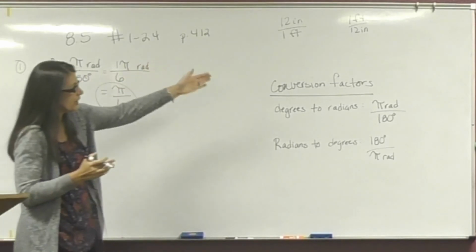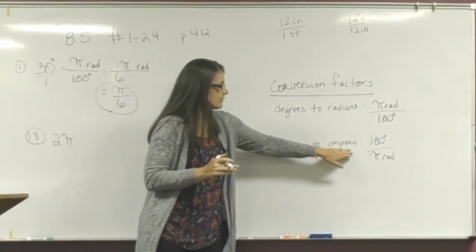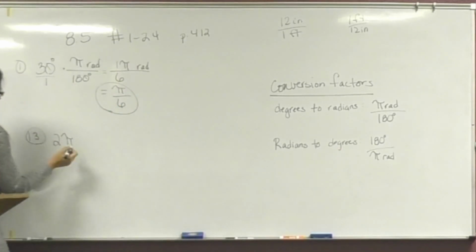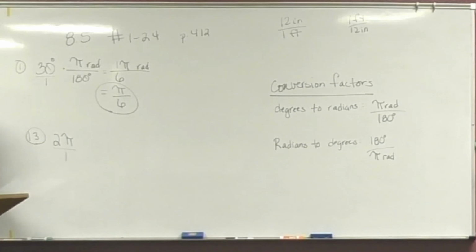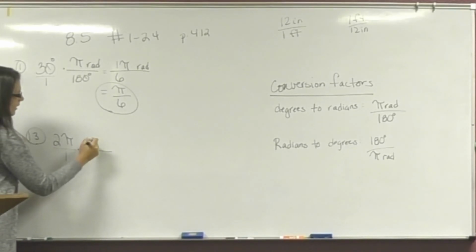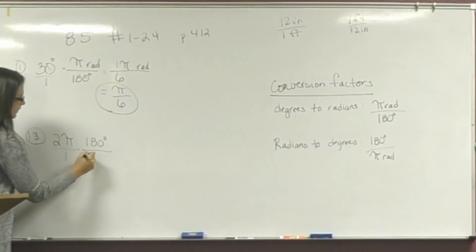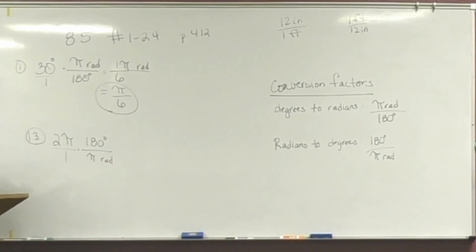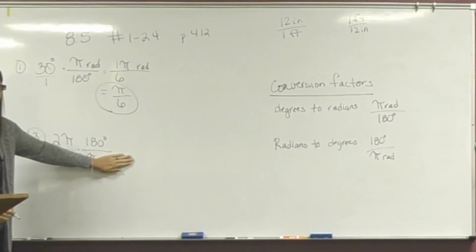So if you go over here and check your chart, to go from radians to degree, I have to multiply it by, and if you want to, you can stick that over a 1 to make it look like a fraction, if that makes you happy. We're going to multiply that by 180 degrees over pi radian. And again, this isn't necessary, okay?